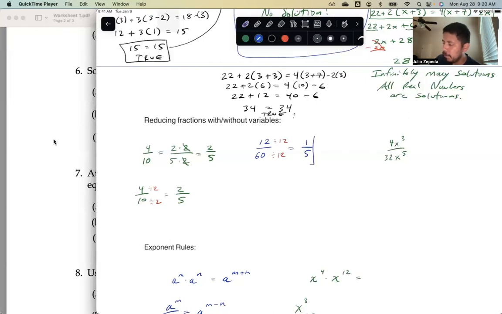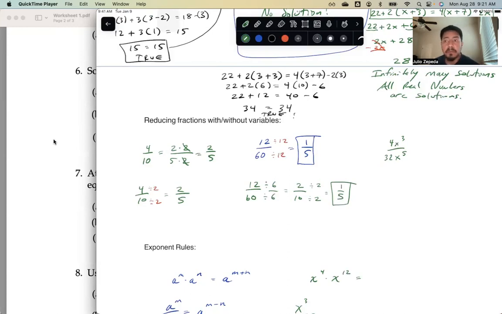1/5. And even if you didn't know that both of these were divisible by 12, you could probably see that both of them are divisible by 6. So 12 divided by 6 is 2, and 60 divided by 6 is 10. And then I say, hey, wait, these are both divisible by 2 now. And so I still arrive at 1/5. Okay.